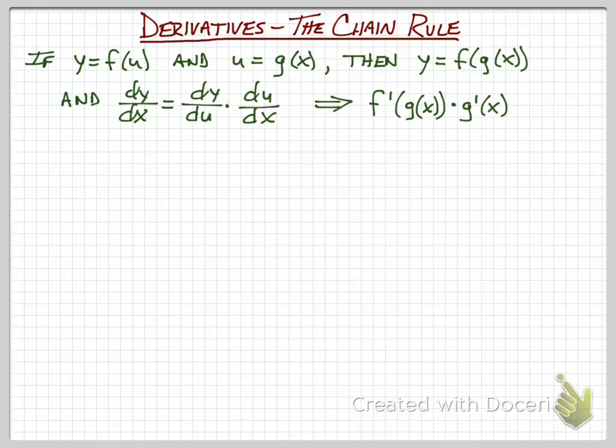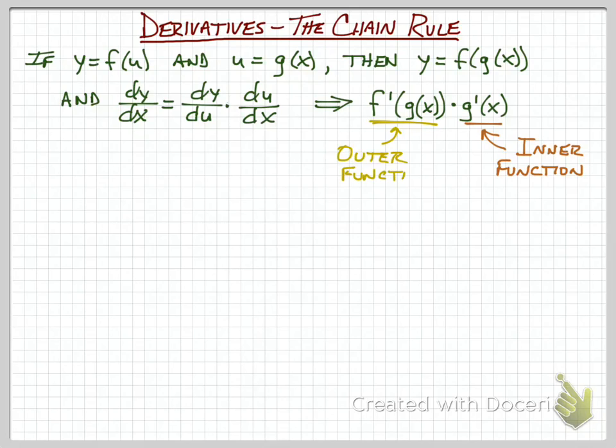So let's look at an example. This might help, but essentially what's happening is you've got an inner function, the g of x. That's what I call our inner function. And then we have our outer function, which is going to be our f of x. So this is kind of another two-part derivative, but you'll see in a minute what our inner and outer functions are.